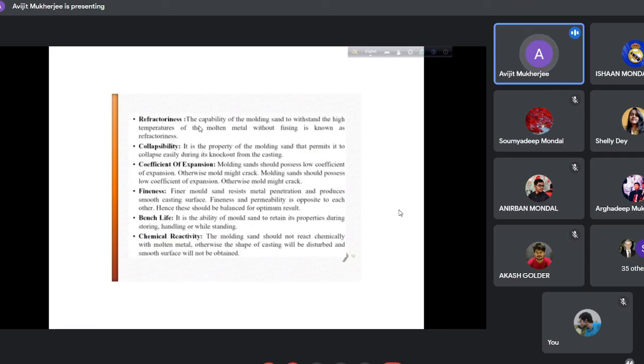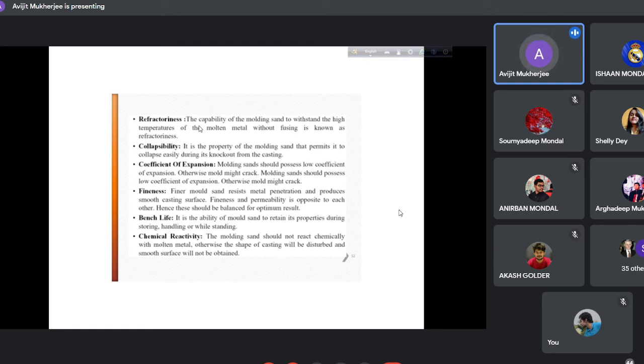Refractoriness is the capacity to withstand much more temperature, not 100 degrees, say 1000 or 1200 degrees centigrade. If it does not have that property, then the portions will be burnt out.